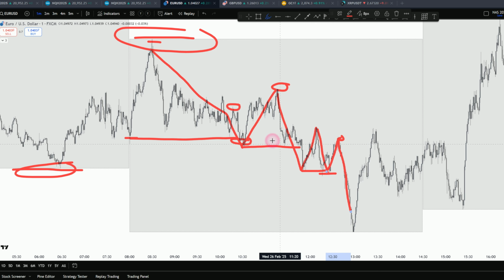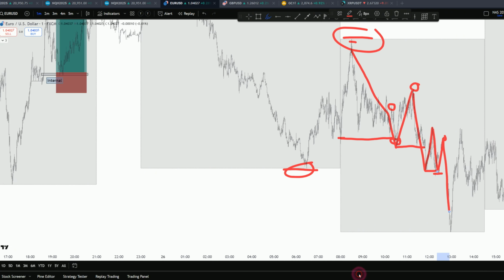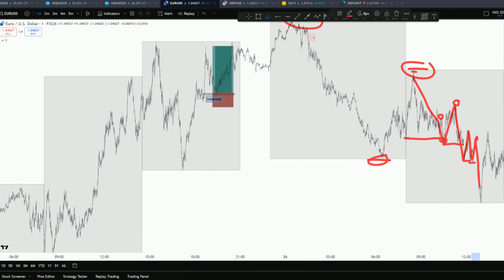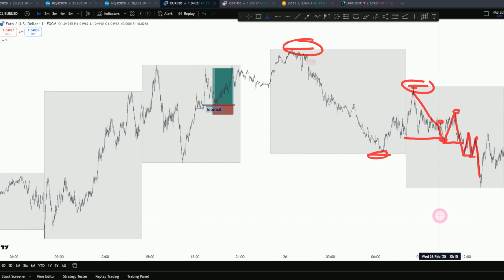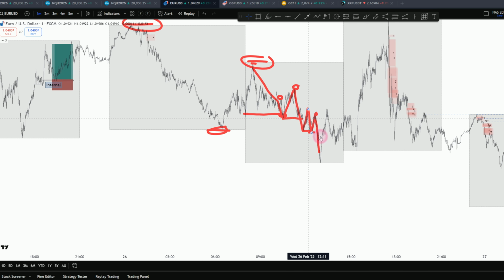So this is our internal structure, and when we zoom out, all of that internal structure is on one external leg. So our external leg is from there down to there. All of these breaks of structure that we've just looked at happened within one external leg. You had a high there and a low there. So you've got one external leg and you've got lots of internal legs within the external leg.